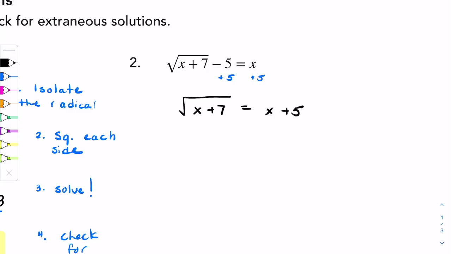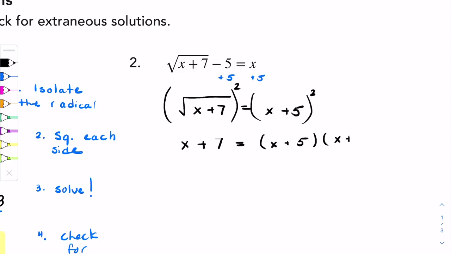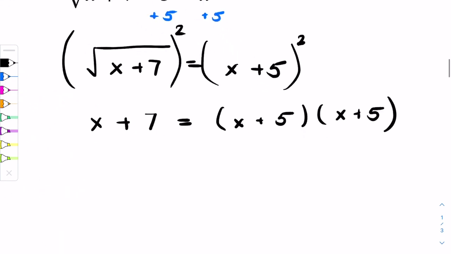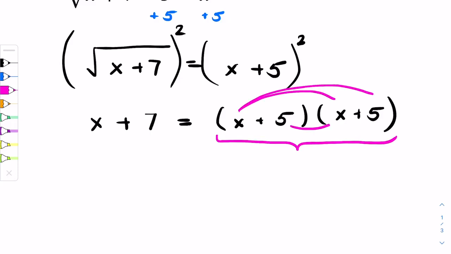After you isolate the radical, step 2 is to square both sides. On the left side, if you square a square root, you're left with x plus 7. On the right side, x plus 5 squared is the same as x plus 5 times x plus 5. When you are multiplying two terms together, you do have to distribute, so multiply all terms.